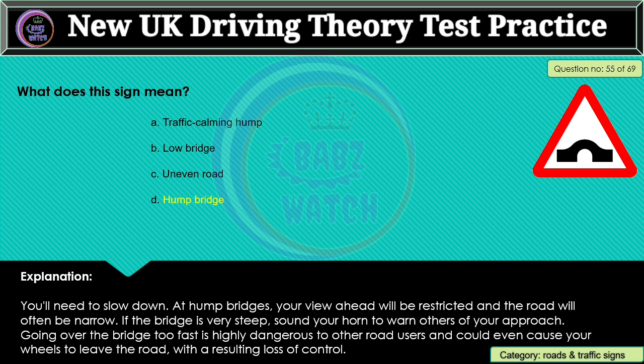At hump bridges, your view ahead will be restricted and the road will often be narrow. If the bridge is very steep, sound your horn to warn others of your approach. Going over the bridge too fast is highly dangerous to other road users and could even cause your wheels to leave the road, with the resulting loss of control.